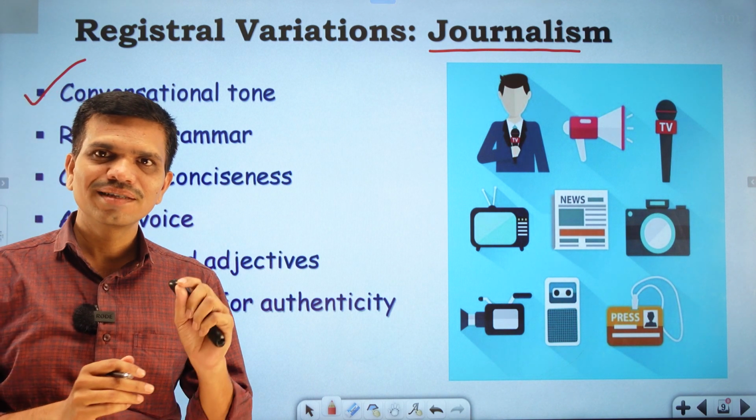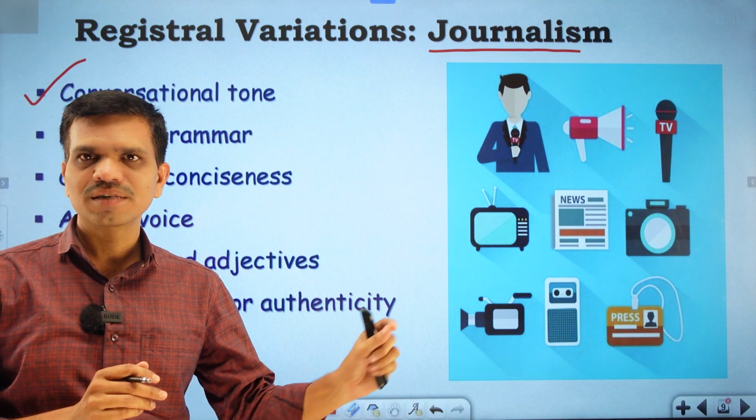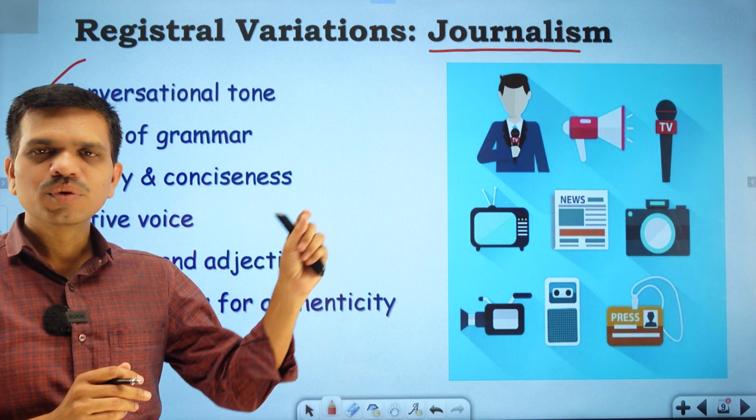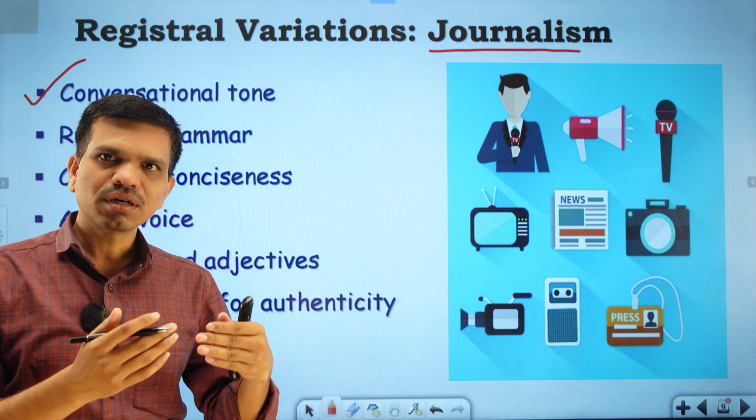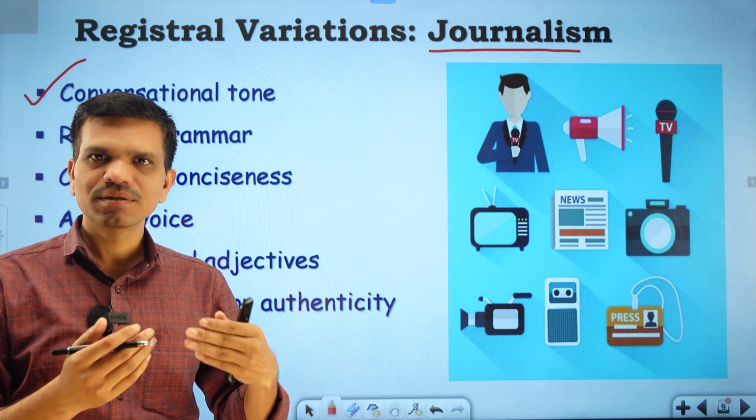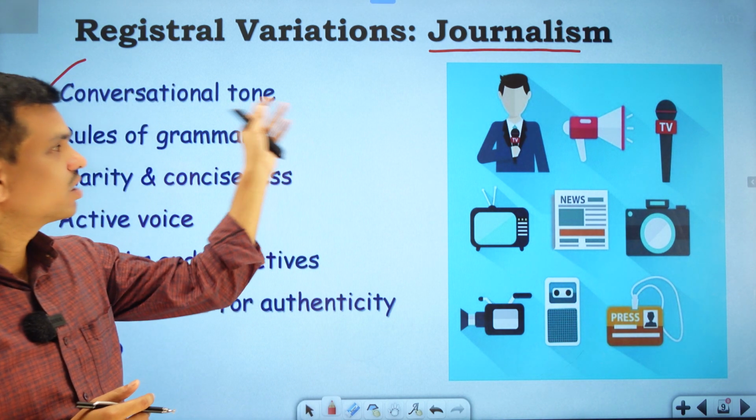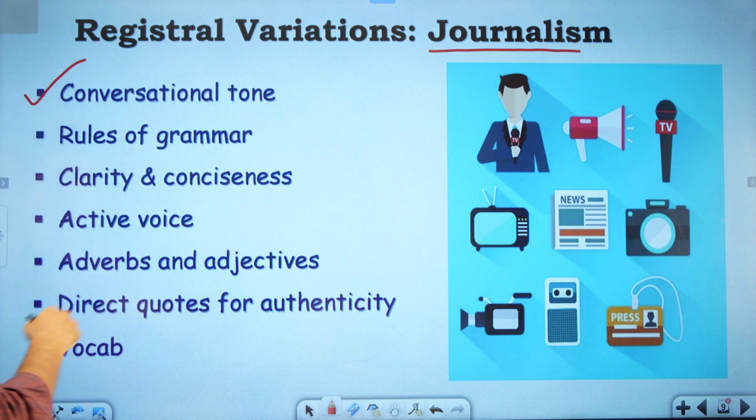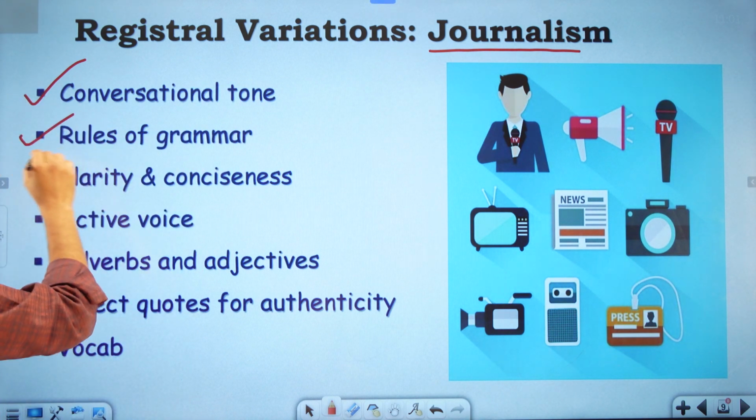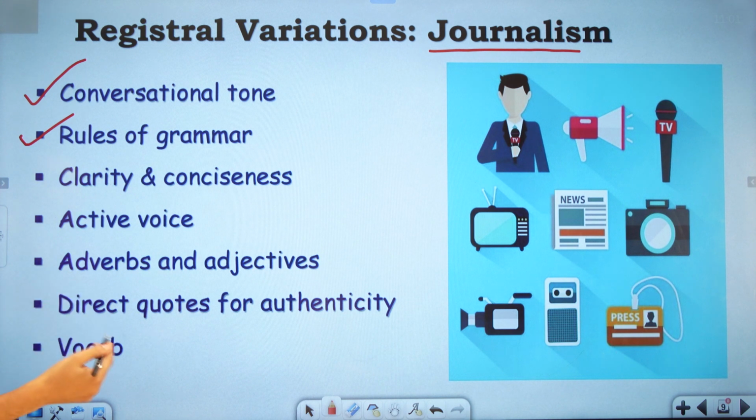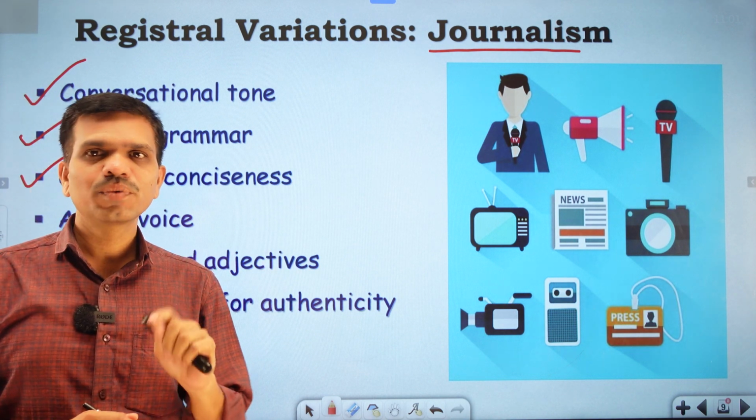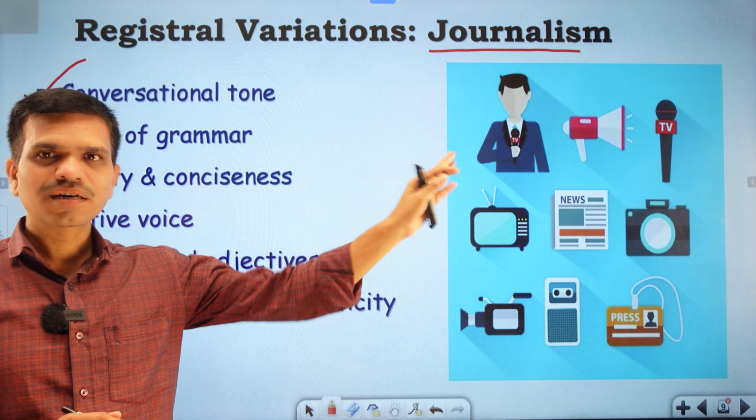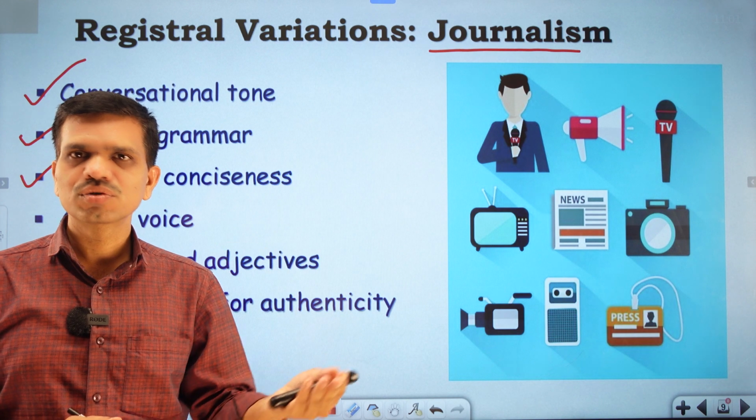If you look at the language of the news items, if you read any newspaper, you will understand very clearly they use conversational tone. So we understand that someone is making communication with us, and the same tone is retained in journalistic language. Then it is rule driven, or rules of grammar are highly followed in the language of journalism. Another feature is clarity and conciseness.